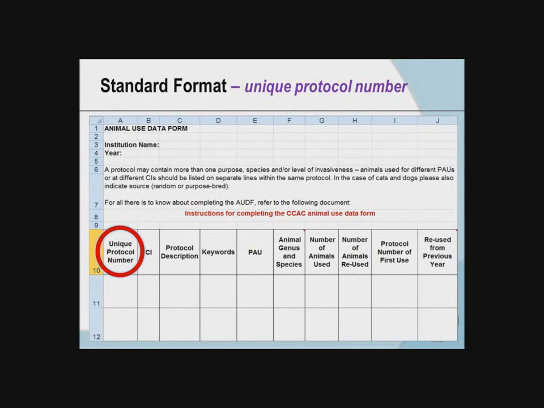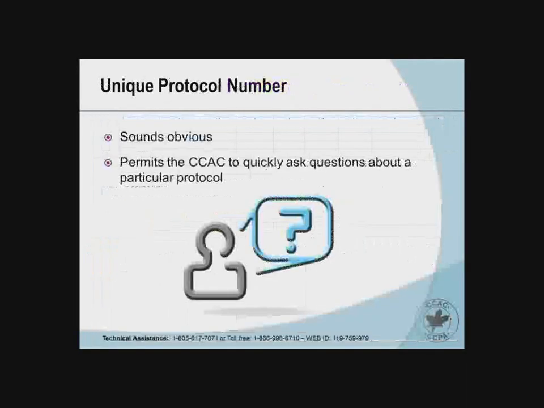Each of the elements is listed in the instructions document with a brief explanation. And both the instructions document as well as a standard template will be permanently housed on the CCAC website. So the first required element is a unique protocol number.